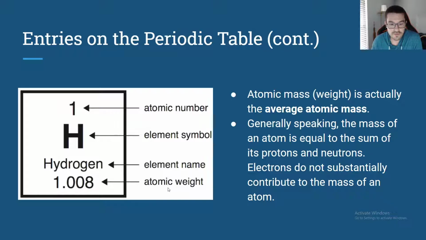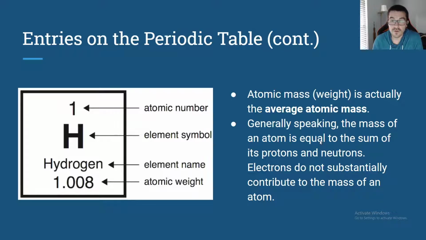All right, this term here, the atomic weight, or really that should say the atomic mass, on the periodic table, these numbers are actually the average atomic mass, and we're going to learn a little bit more about that later. Generally speaking, the mass of any given atom is equal to the sum of its protons and neutrons.